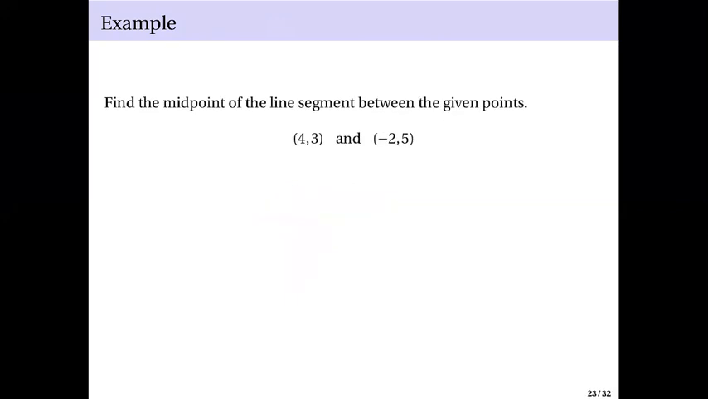Now, we want to find the midpoint. Okay, midpoint of the line segment between the given points. So we have this 4, 3 and negative 2, 5. So remember the formula? I'll just write it here again. Midpoint, the formula that you need to remember, it's x1 plus x2 divided by 2, comma, y1 plus y2 divided by 2, in parentheses. So this is the midpoint.